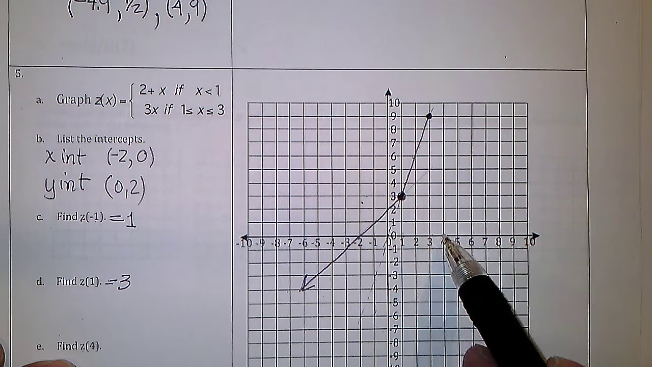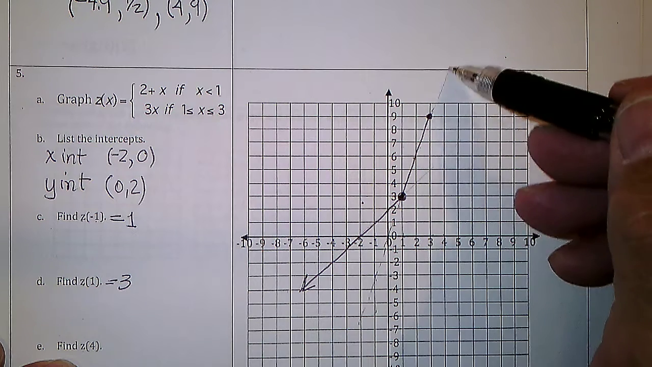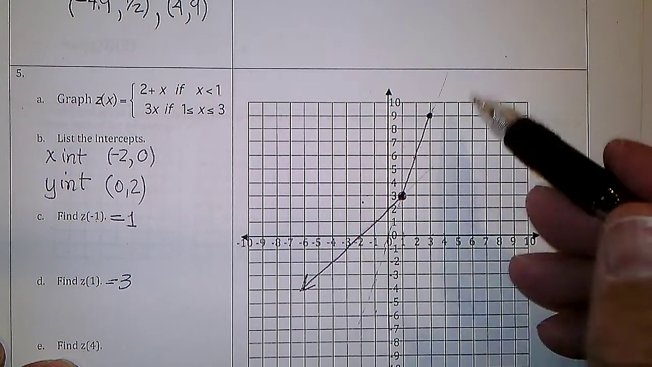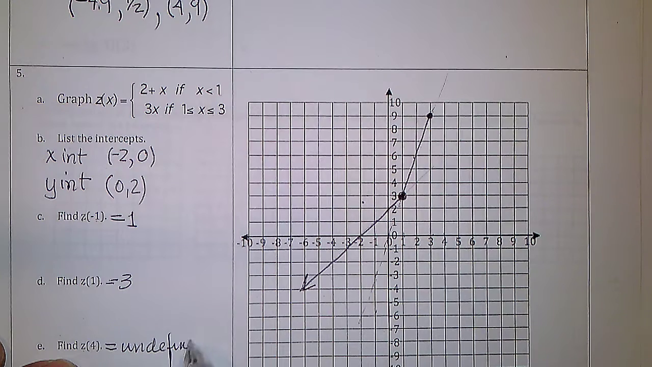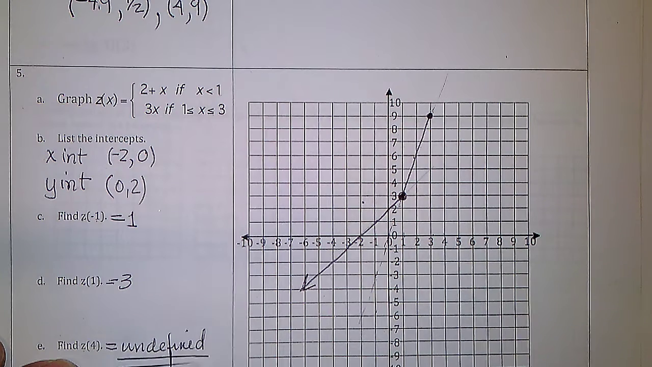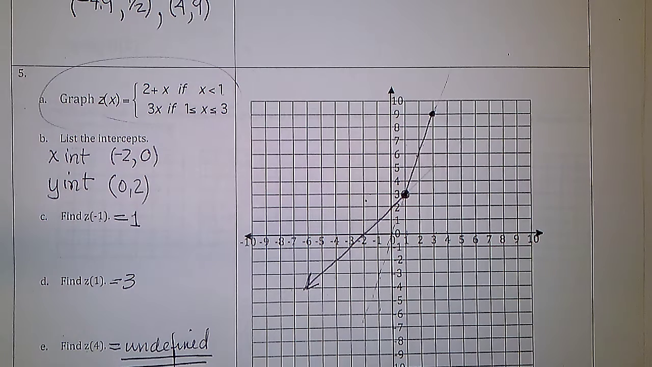What is the z value at 4? At 4, the graph doesn't exist. If this extended, it would hit up here someplace, but it doesn't. So this is undefined. We don't know based on this function. Okay.